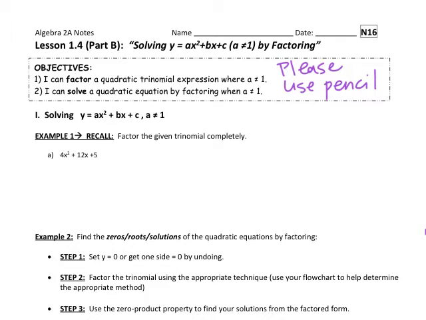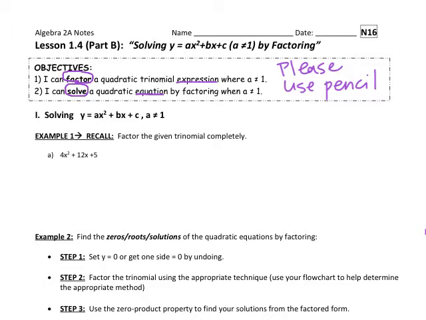For the second part of lesson 1.4, we're going to be dealing with solving quadratic equations. Solving quadratic equations is slightly different than factoring trinomial expressions. The difference, remember, is that an equation has the equal sign, while an expression is not to be solved, and it does not have an equal sign.